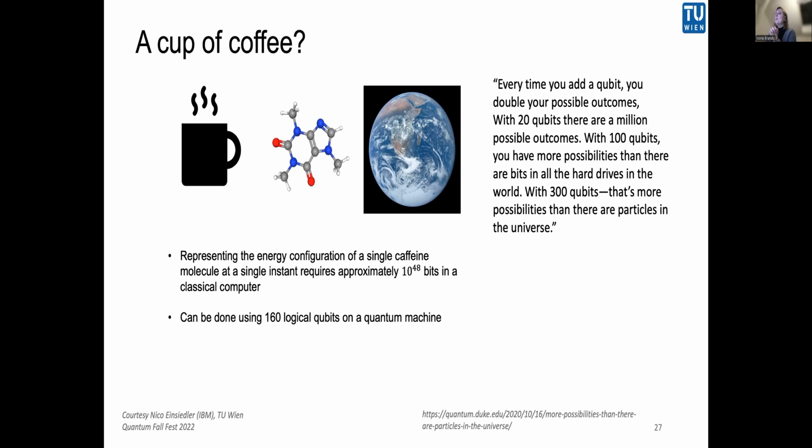So if we represent the energy configuration of a single coffee molecule at a single instant, it requires approximately 10 to the power of 48 bits in a classical computer. It can be done using 160 logical qubits on a quantum machine. And this is just for visualization. So there are certain areas, in particular scientific applications, where we have to model molecules or the behavior of molecules over time, that can be executed much more efficiently on such machines.